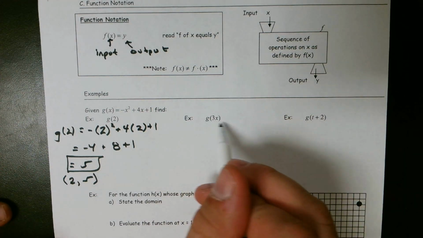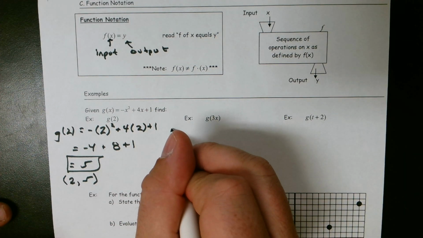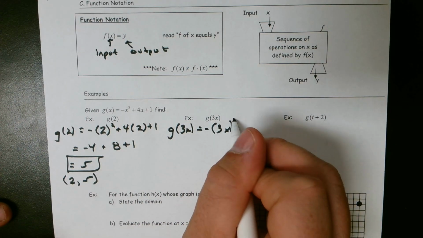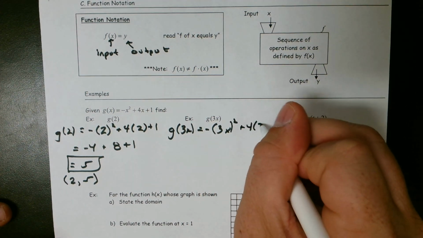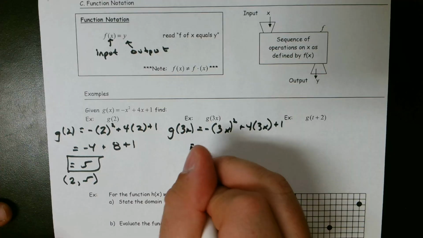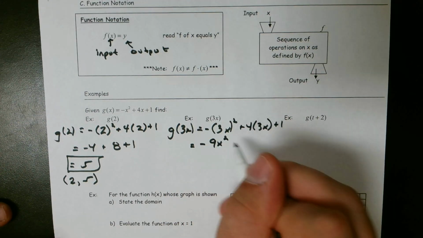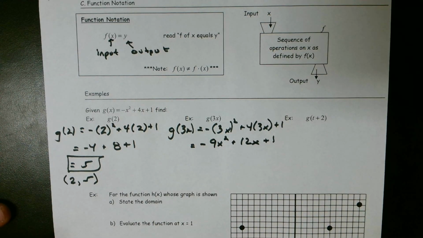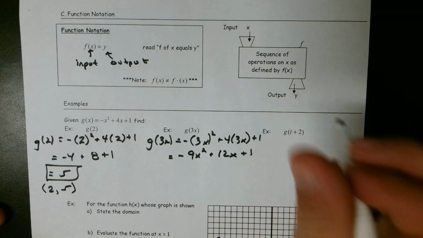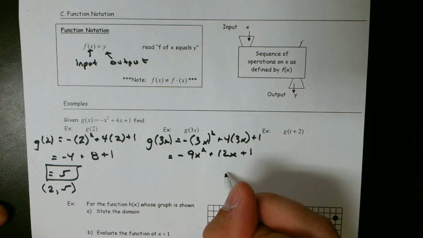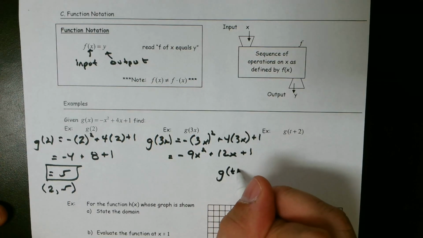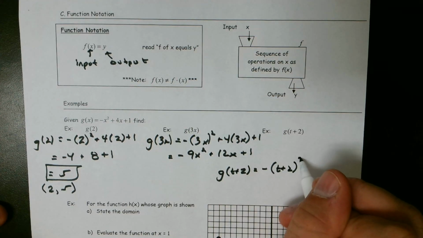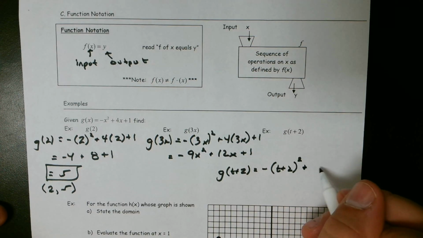Okay, g of 3x, you're just going to take 3x and plug it in, so I'm going to do just that. G of 3x is equal to negative, take your 3x and square it, plus 4 times 3x plus 1. It's going to be negative 9x squared plus 12x plus 1. Can't really be simplified any further from there. Okay, same thing here, g of t plus 2. I'll go down here where I have some more space to write, but g of t plus 2 is just taking that t plus 2 and plugging it in everywhere where you see an x in g.